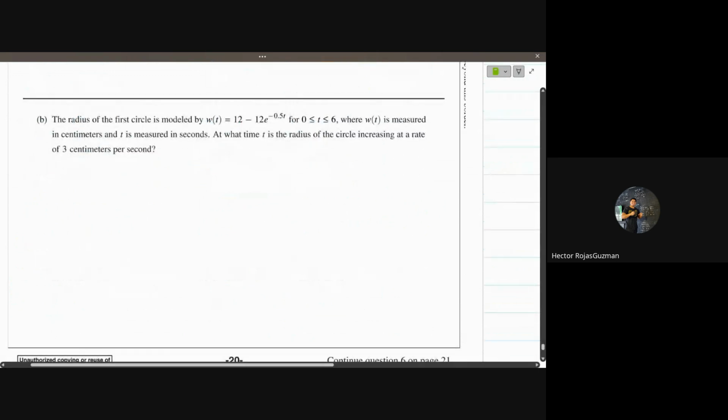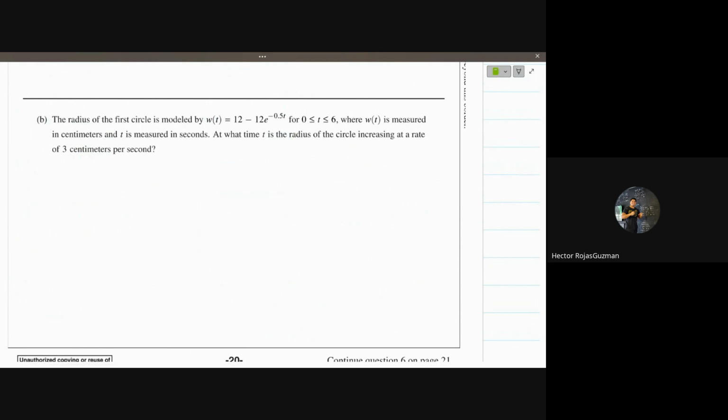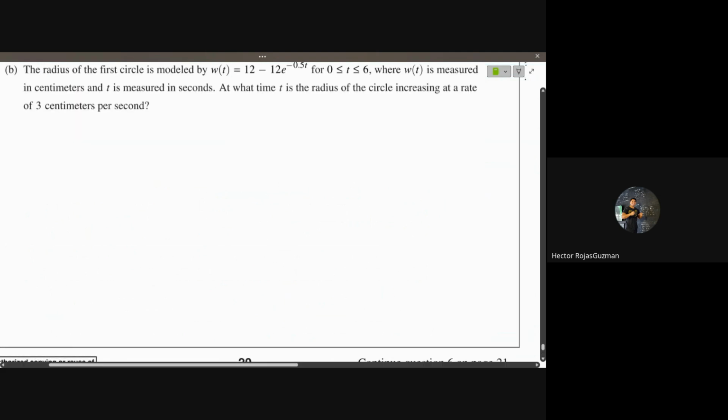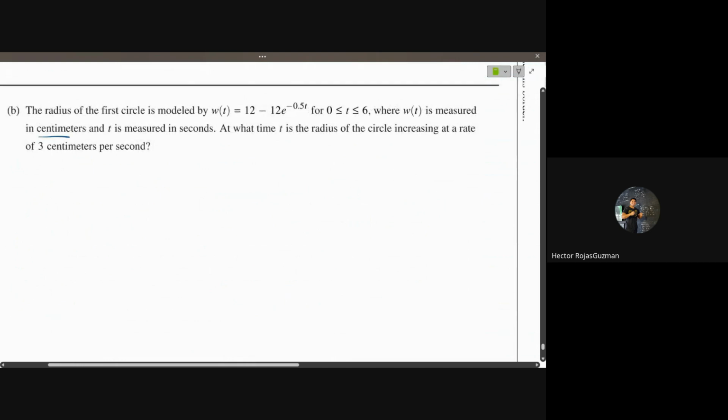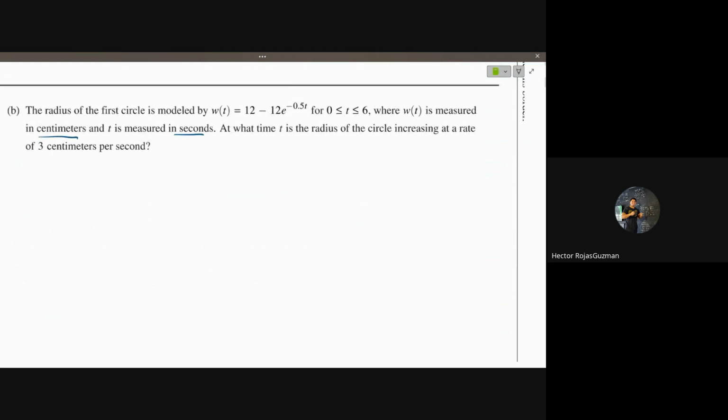Okay, part B. The radius of the first circle is modeled by W of t from 0 to 6 seconds, where W of t is measured in centimeters and t is measured in seconds. At what time t is the radius of the circle increasing at the rate of 3 centimeters per second? At what time is the radius of the circle increasing at a rate of 3 centimeters per second? Okay.